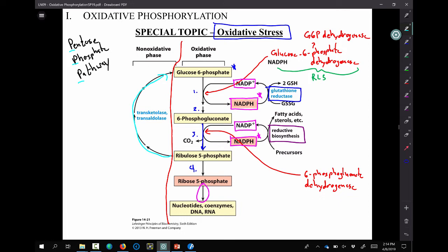In that case, you'd have a cell that really doesn't need ribose 5-phosphate production, and it's really just needing the NADPH. Red blood cells would be a really great example of this. Red blood cells don't really need nucleotides. Of course, they don't have a nucleus. They're terminally differentiated. They are not going to divide any longer, so they don't really need that much nucleotide synthesis. And so they'll just recycle the ribulose 5-phosphate back to glucose 6-phosphate. They need quite a bit of NADPH, though, because there can be significant oxidative stress in red blood cells.